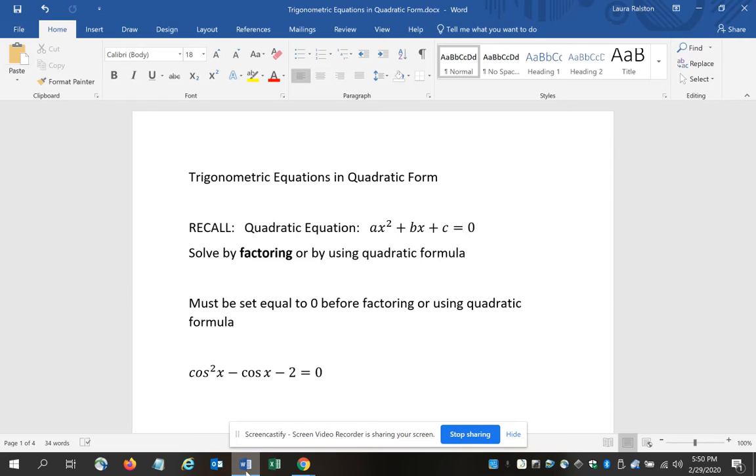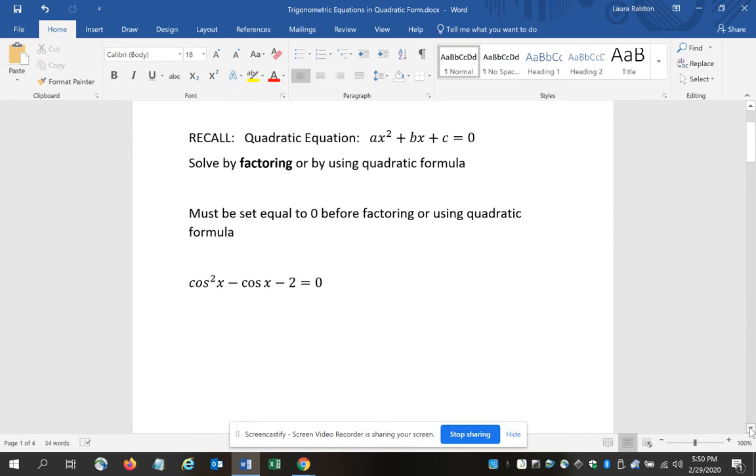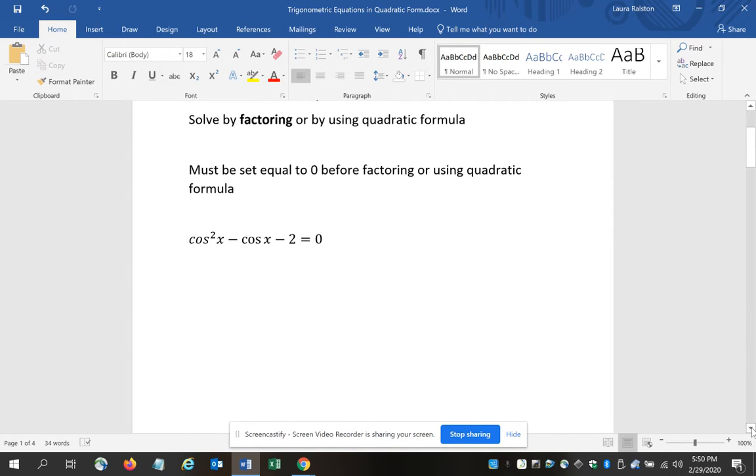And one key thing about solving a quadratic equation, which will also apply to the trigonometric equations in quadratic form, is that the equation itself must be equal to 0 before you attempt to solve it. And so we're going to take a look at about 4 different examples of these particular type problems. The first one is cosine squared x minus cosine x minus 2 equals 0.